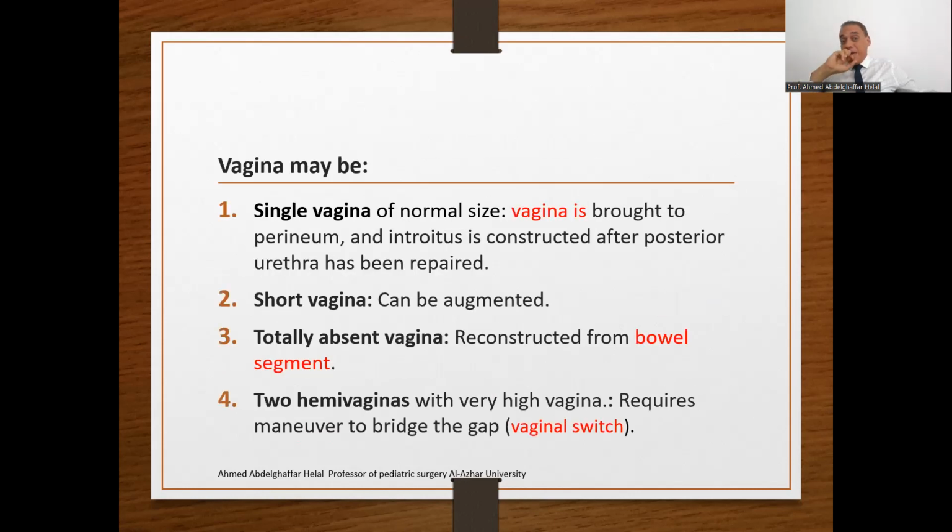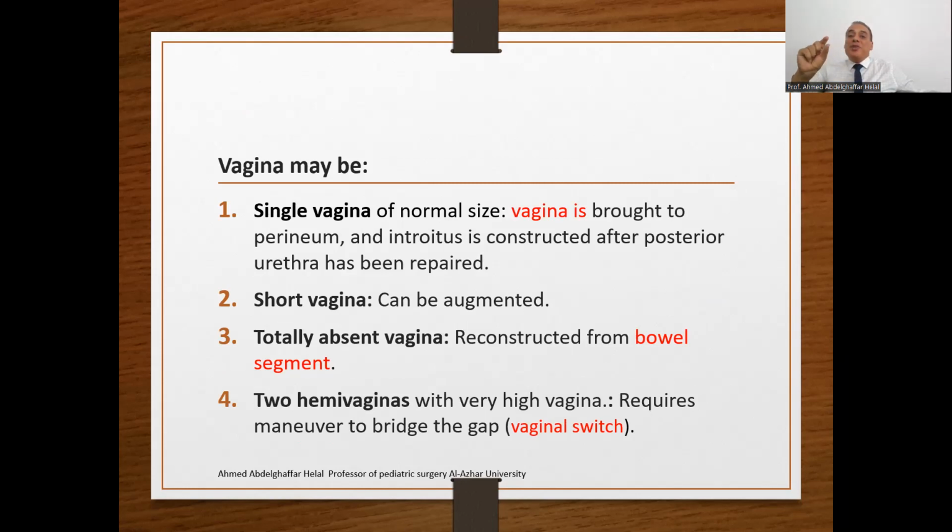The vagina may be, this problem is related to the vagina in a case of long common channel. Number 1, the vagina may be a single vagina of normal size. In such cases, the vagina is brought to the perineum and the introitus constructed after the posterior urethra has been repaired. And this is a lucky surgeon.